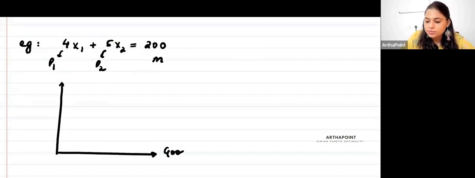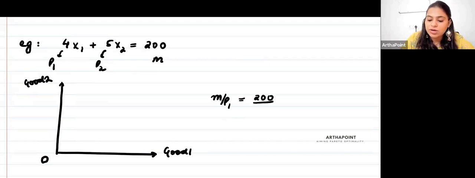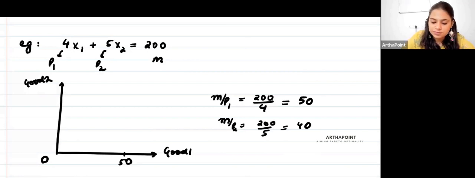This is good 1. This is good 2. On your x-axis, what is the intercept? M by P1. So M by P1 will be 200 by 4, which will be 50. On your y-axis, what is the intercept? M by P2. So 200 by 5, it will be 40. And we get a budget line like this.